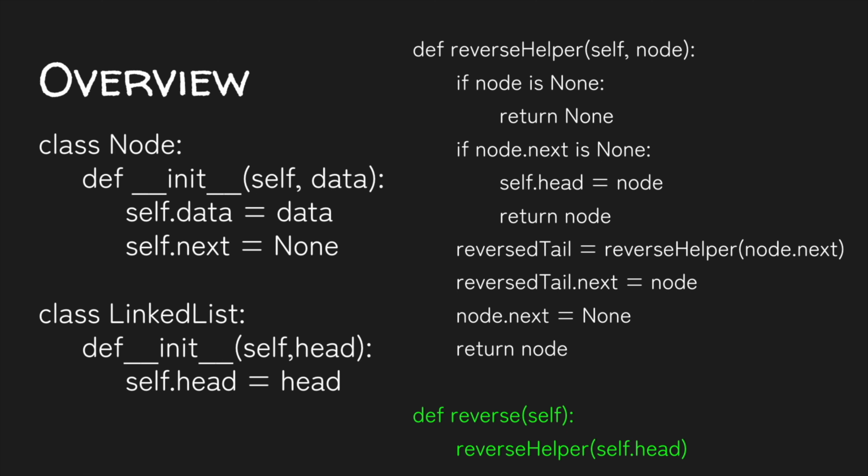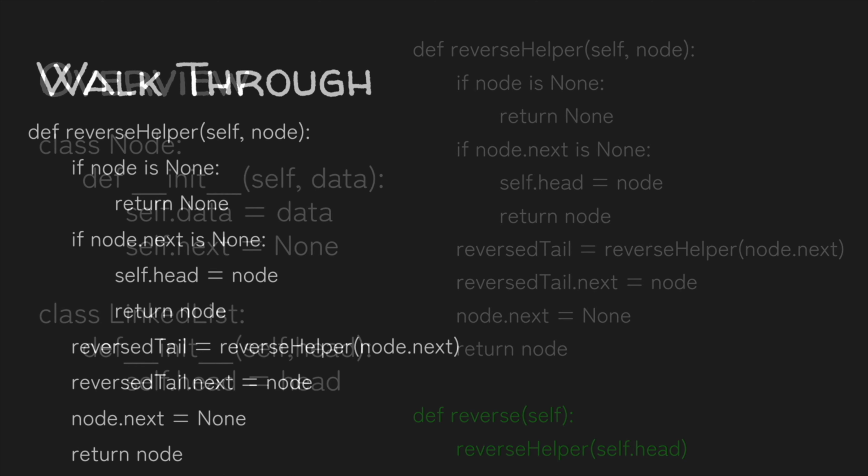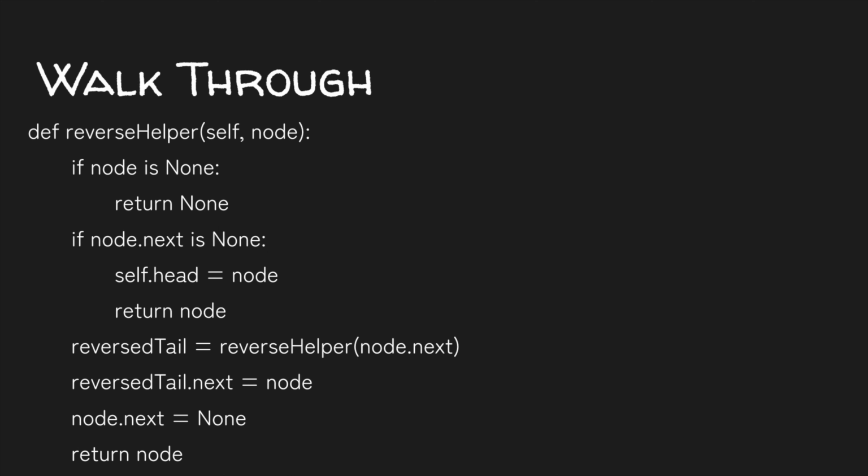Since the reverseDriver method just calls the reverseHelper method on the head node, let's go over the reverseHelper method in closer detail with an example. Since this is a recursive method, we first have to deal with some base cases. The first base case is if the input node is none. If the input node is none, then we just return none, since we don't need to do anything to reverse an empty linked list.